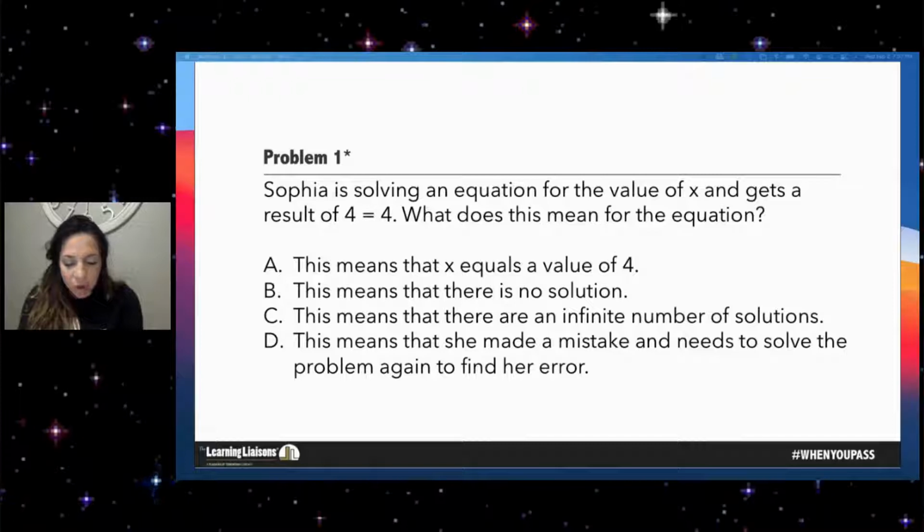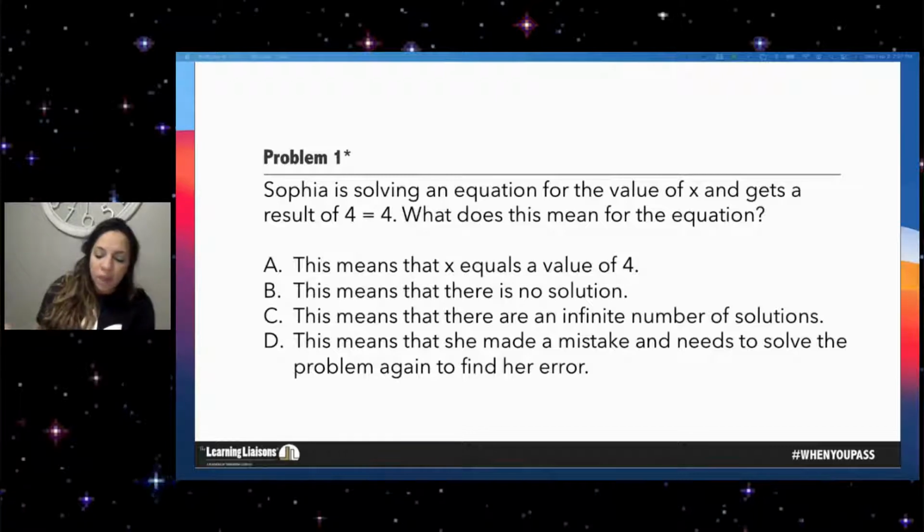Sophia is solving an equation for the value of x and gets a result of 4 equals 4. What does this mean for the equation? This means that x equals a value of 4. This means that there is no solution. This means that there is an infinite number of solutions. This means she made a mistake and needs to solve the problem again to find her error.